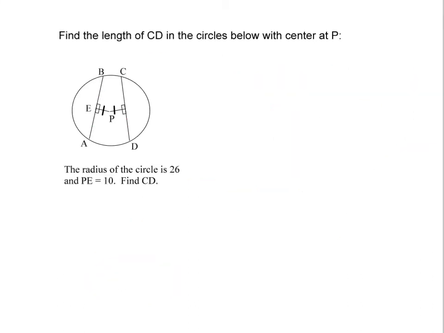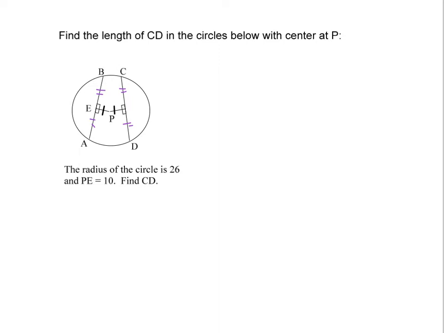Okay, let's do another problem. Find the length of CD in the circles below at center P. Again, we see these two chords are the same distance away from P, so those two chords must be congruent. Okay, we know that the halves are all equal from the same logic as last time, because those two chords are equal, and they're both cut in half by anything that's drawn from the center to the chord perpendicular, so those halves are all equal.